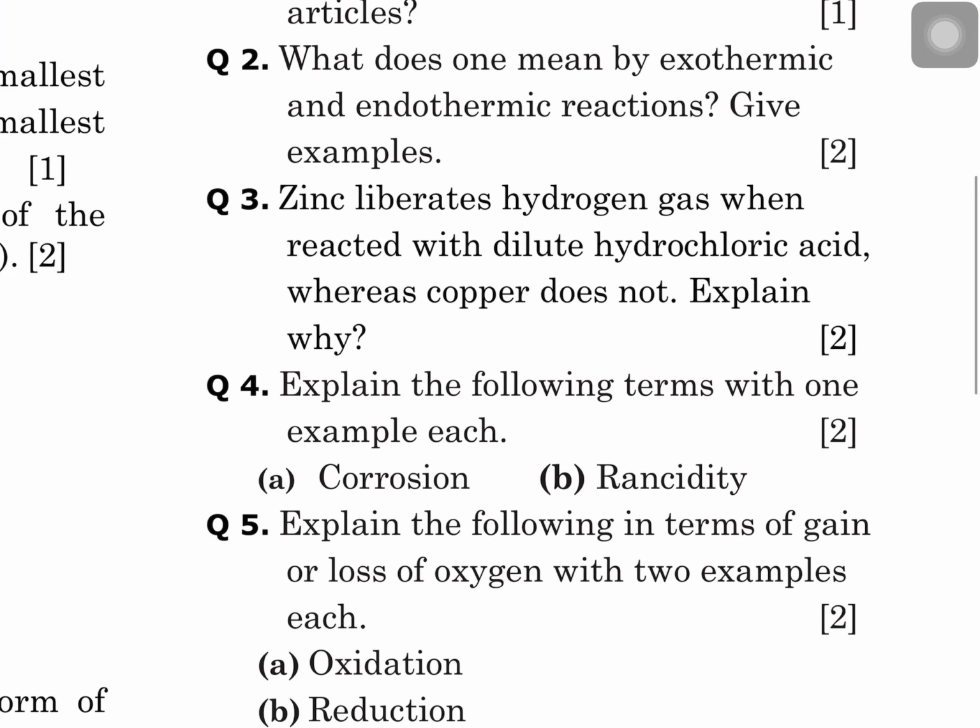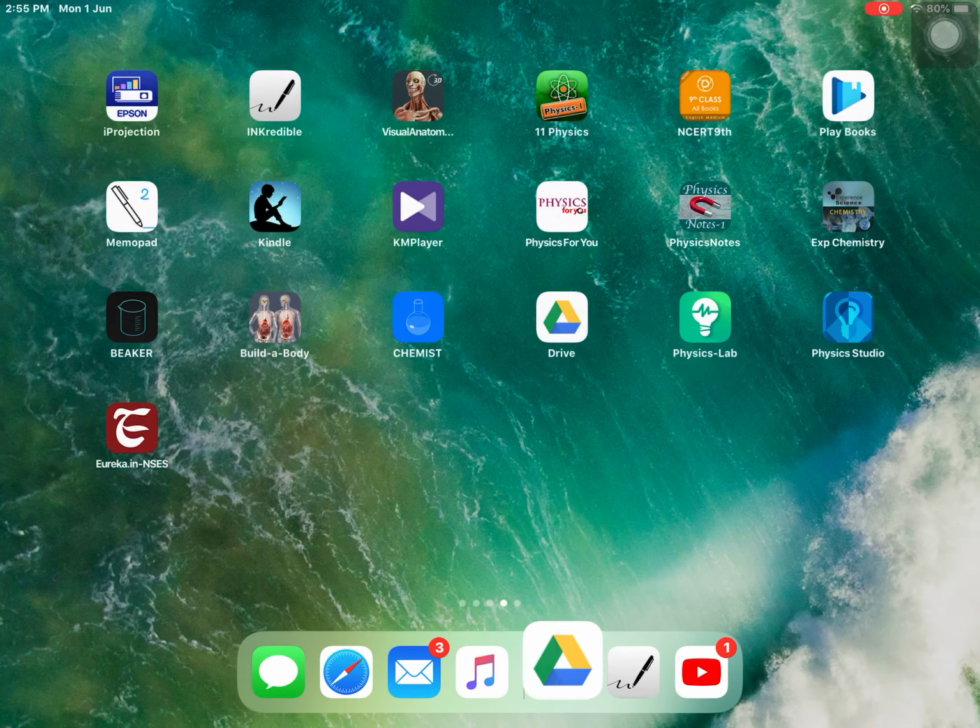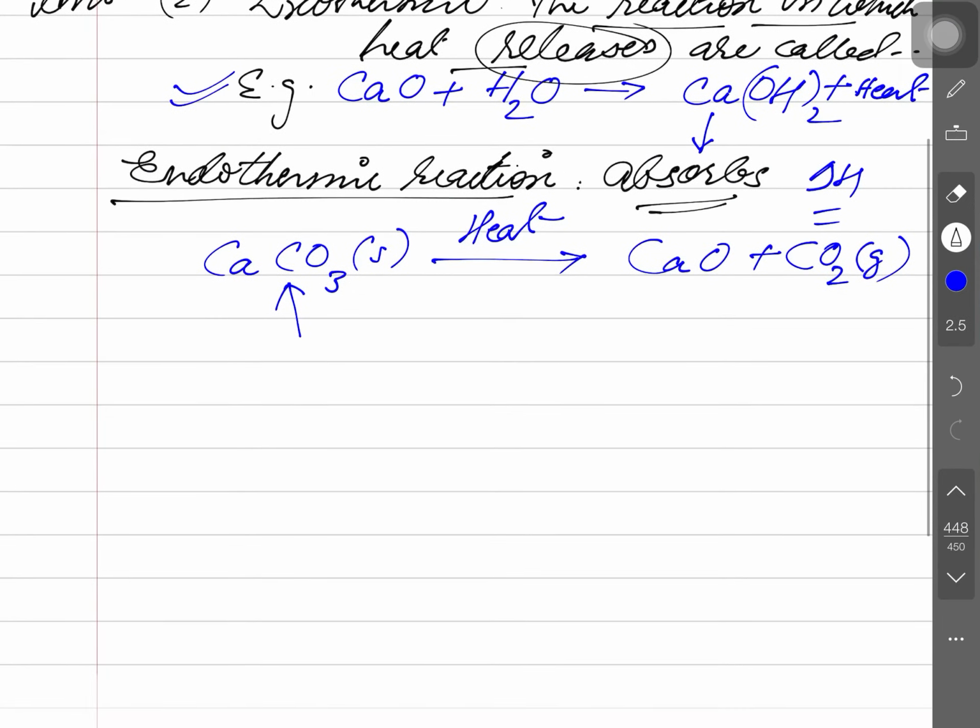Question number 3: zinc liberates hydrogen gas when it reacts with dilute hydrochloric acid, whereas copper does not. Explain why. Why does this happen? I think copper is less reactive than zinc. Actually, does the liberation depend on zinc or on hydrogen? I think it depends on hydrogen. So we will see the structure of hydrogen. Hydrogen has a single, what is that? Yes, we see the reaction is there.